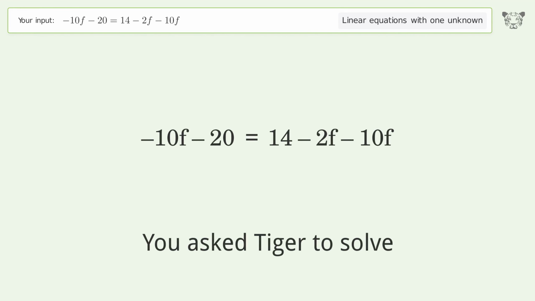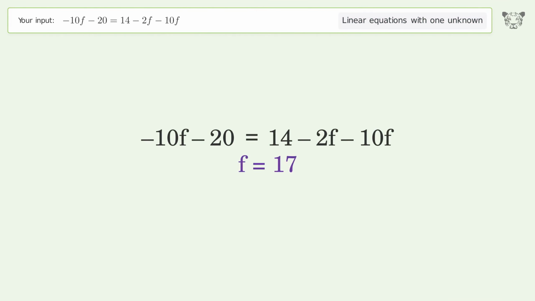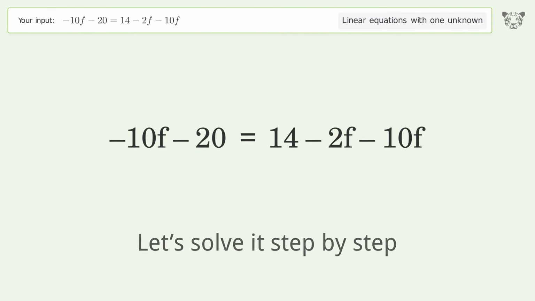You ask Tiger to solve. This deals with linear equations with one unknown. The final result is f equals 17. Let's solve it step by step.